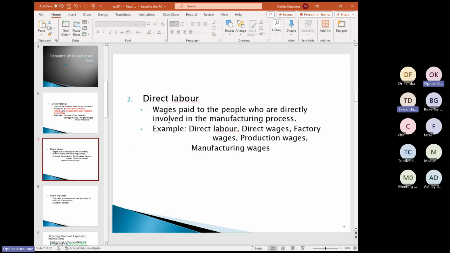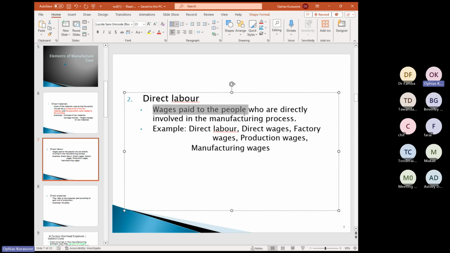Then you go on to direct labor. Direct labor: for you as the owner of the carpentry shop to come up with the tables, you need to make sure that you employ carpenters who are going to do the job. They are going to do the carpentry work, so you pay them wages.